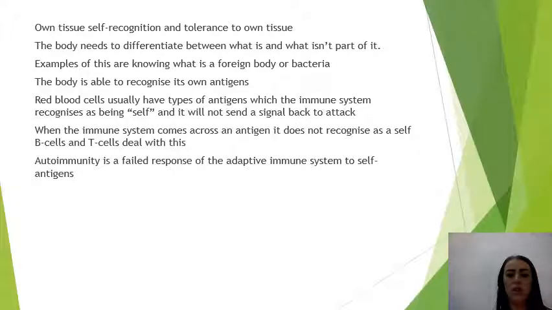We're now moving on to own tissue self-recognition and tolerance to own tissue. The body needs to differentiate between what is and what isn't part of it. Examples of this are knowing what is a foreign body or bacteria. The body is able to recognise its own antigens. Red blood cells usually have types of antigens which the immune system recognises as being self, and it will not send a signal to attack. When the immune system comes across an antigen it does not recognise as self, B cells and T cells deal with this. Autoimmunity is a failed response of the adaptive immune system to self-antigens.